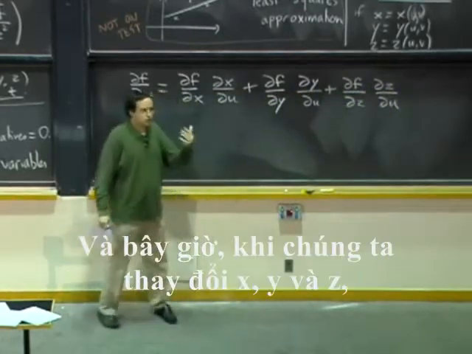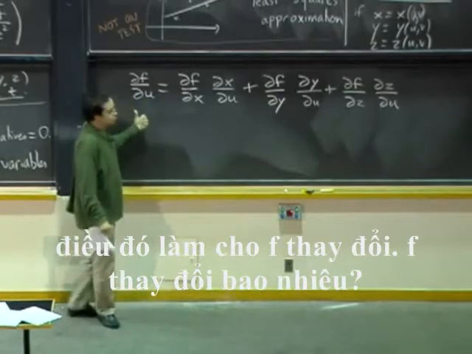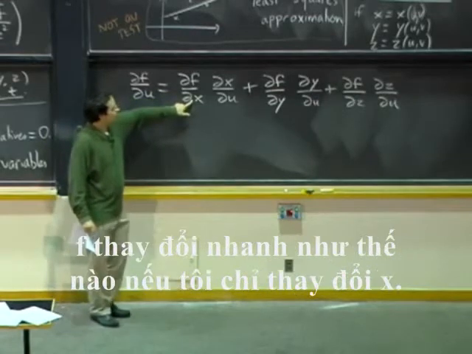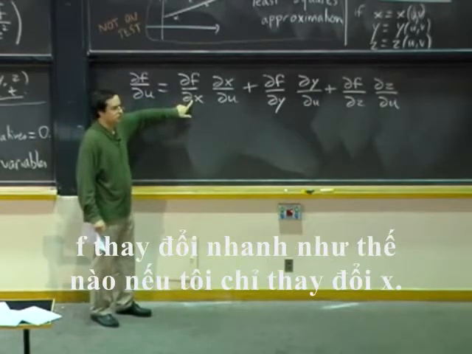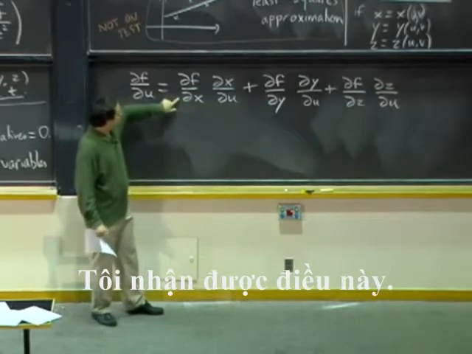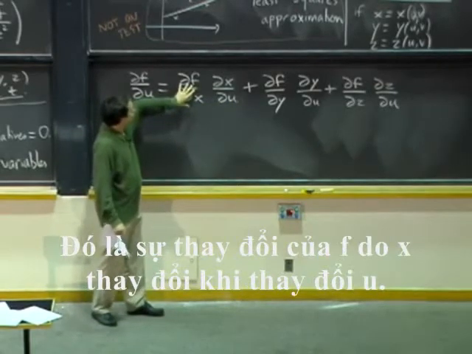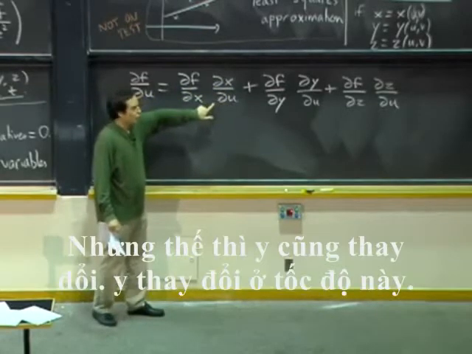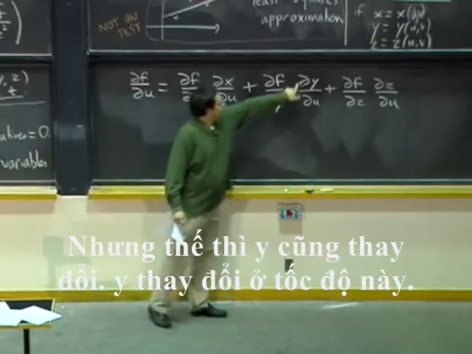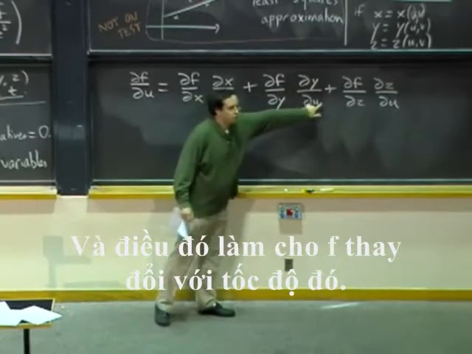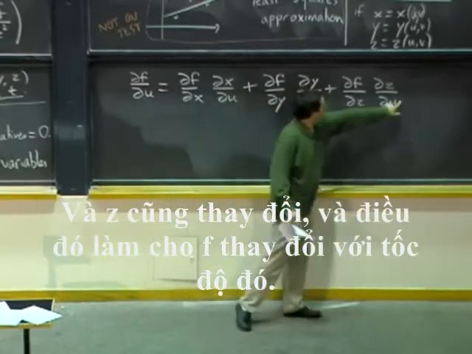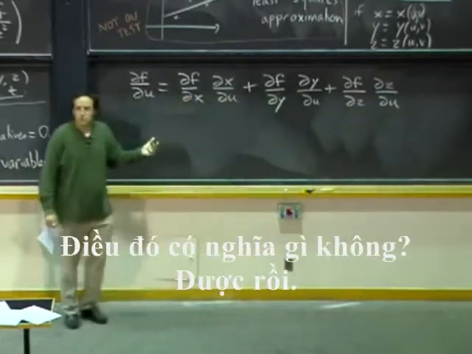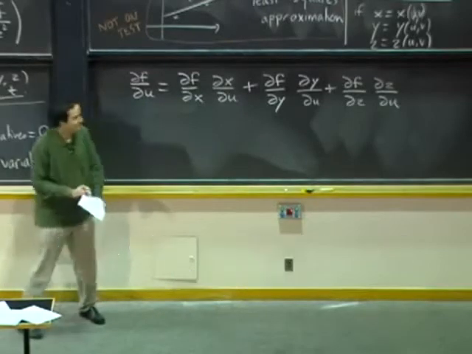And now, when we change x, y, and z, that causes f to change. How much does f change? Well, partial f, partial x tells us how quickly f changes if I just change x. So I get this. That's the change in f caused just by the fact that x changes when u changes. But then y also changes. y changes at this rate, and that causes f to change at that rate. And z changes as well, and that causes f to change at that rate. And the effects add up together. Does that make sense? Okay.